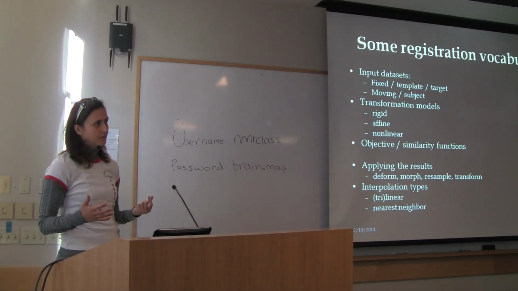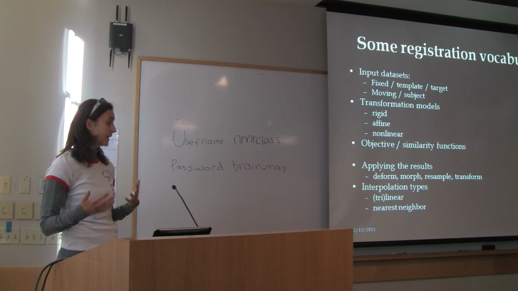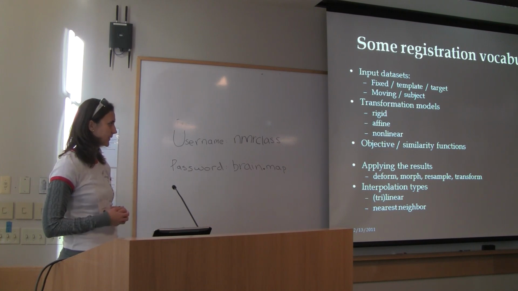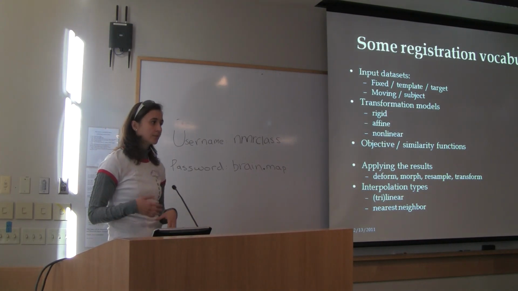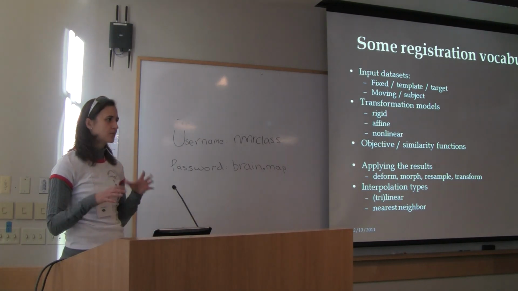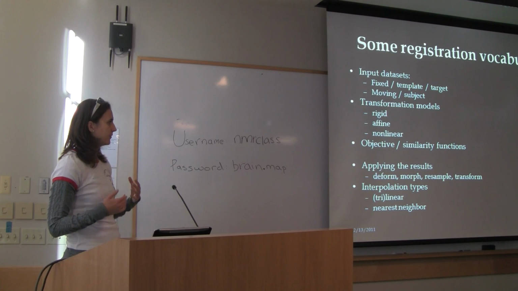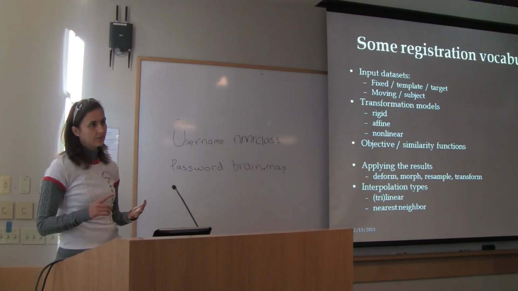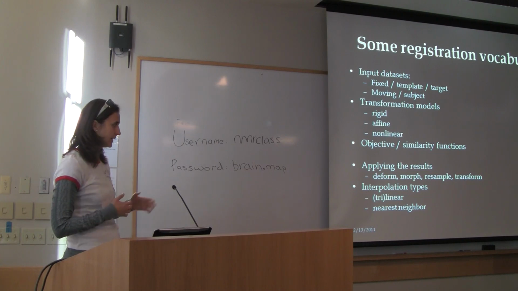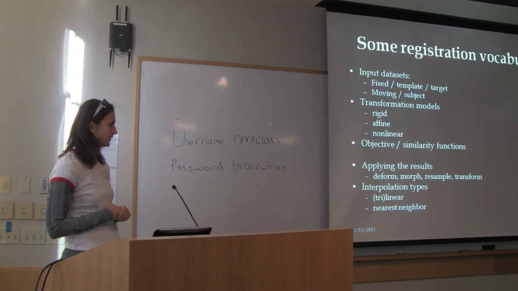After you get a registration through your either manual or automatic registration procedure, oftentimes you want to apply that transformation to other images, for example, the segmentation image or an ROI label. When you do that, we use the terms deforming, morphing, resampling, or transforming the data set using those transformation files.